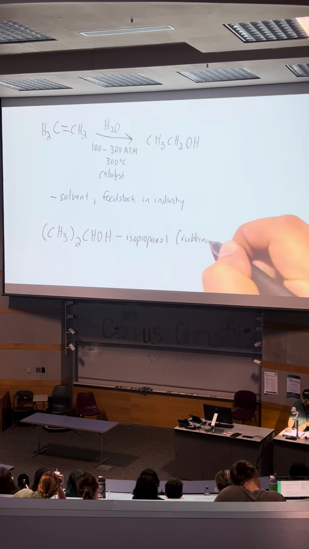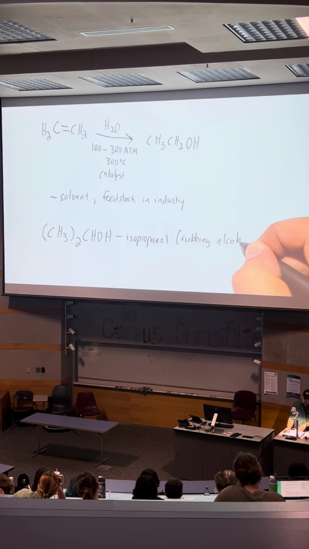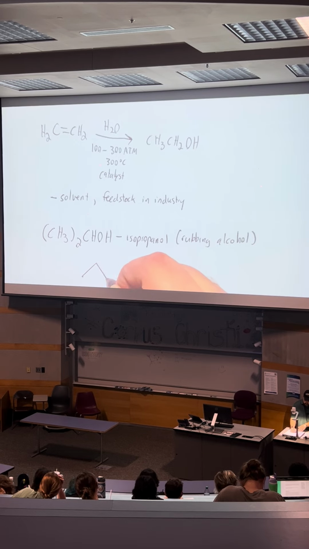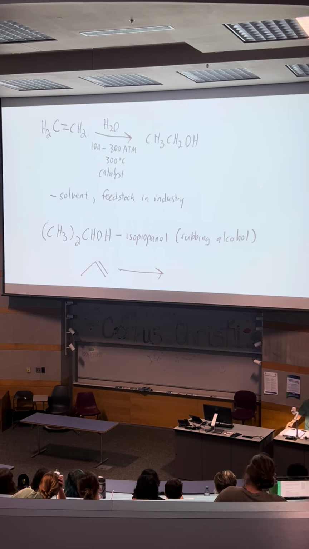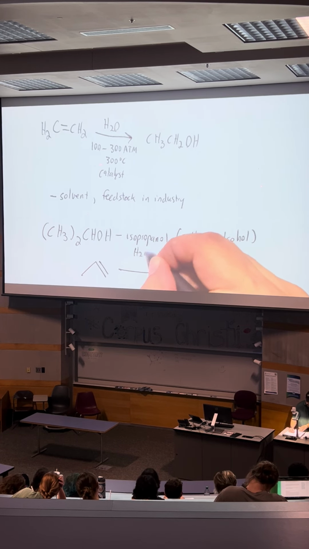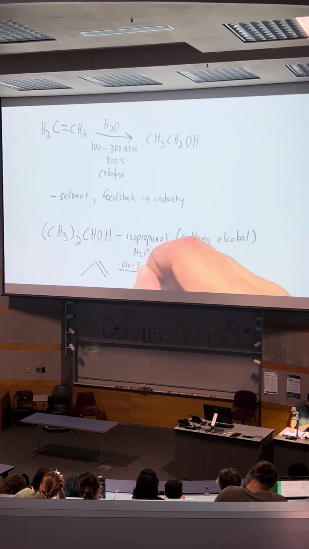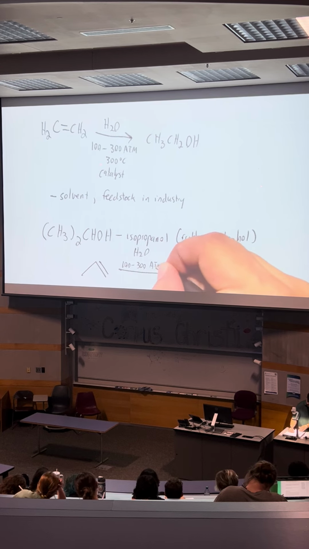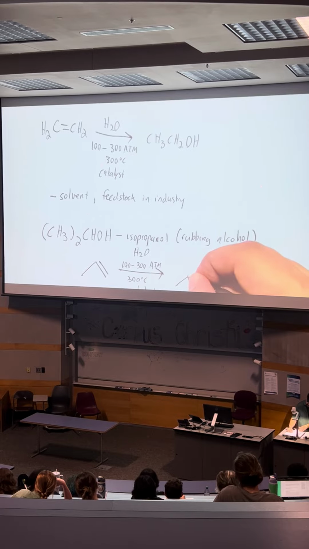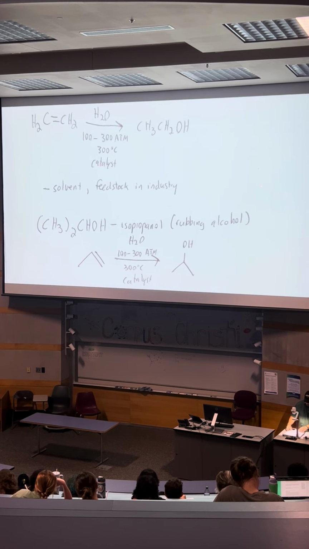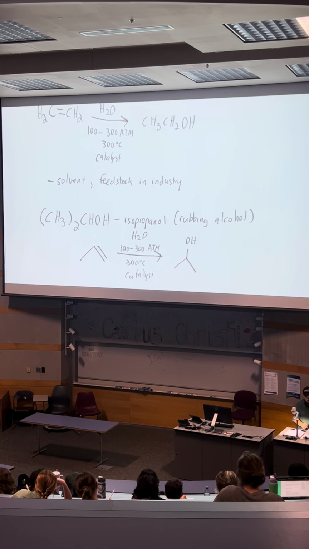We know this is rubbing alcohol. If you take propene, in the presence of water, same process, 300 atmospheres, 300 degrees Celsius, proprietary catalyst, and we can produce ethanol on industrial scale. And of course, I think it goes without saying what exactly the uses of ethanol are.